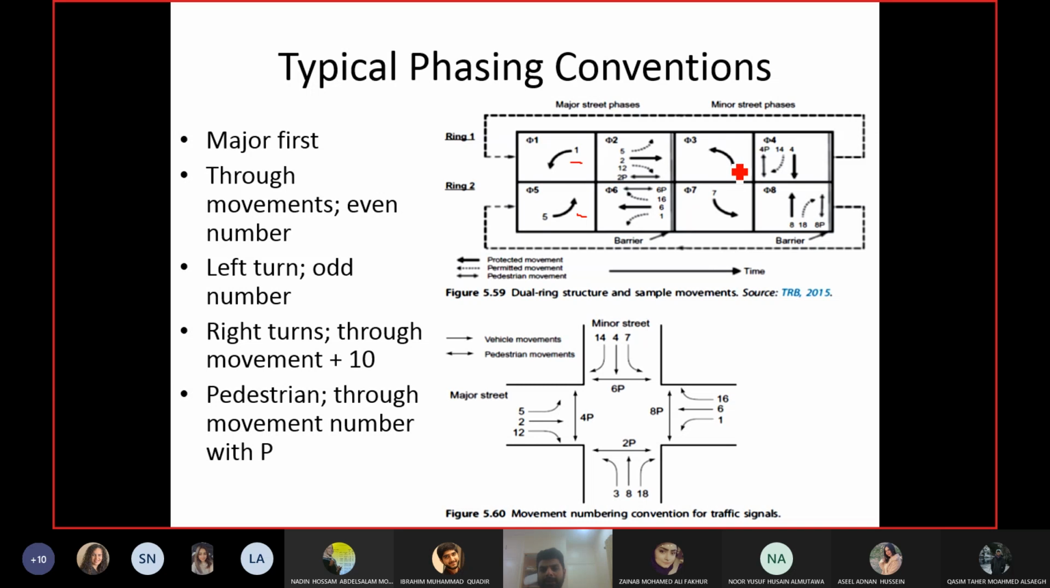So the bold line means protected, dotted line means permissive, and if you have a double-headed arrow, that means it is for pedestrian.